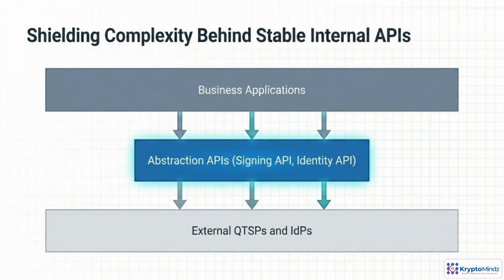Abstraction layers let your internal system speak a single consistent language, even if vendors underneath keep changing. Your channels call a signing API or identity proofing API, and that API decides which QES provider, eID scheme, or remote identification service to use. The contract stays stable. New capabilities arrive through versioning. You also centralize SLAs, security controls, and evidence expectations at this API layer, so governance never depends on any single vendor.